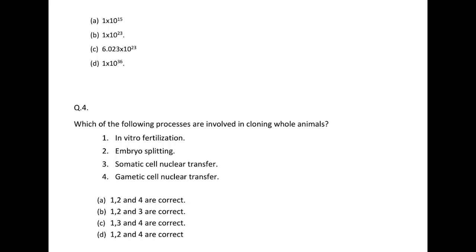Somatic cell nuclear transfer is a primary method for reproductive cloning. That is Dolly the sheep. You have heard of Dolly the sheep, so it is similar to that. It involves transferring the nucleus from a somatic body cell into an enucleated egg cell. And gametic cell nuclear transfer is not a standard process used for cloning whole animals, as gametes only contain half of the required genetic material.